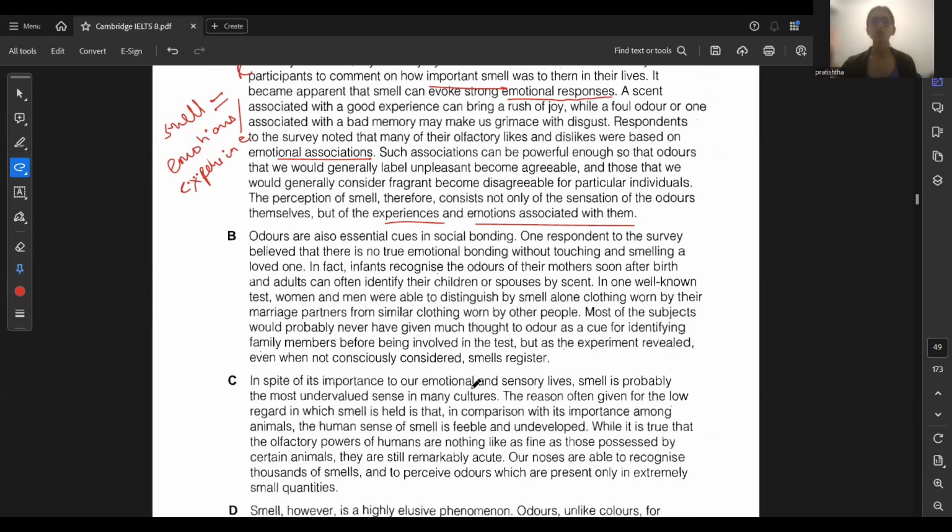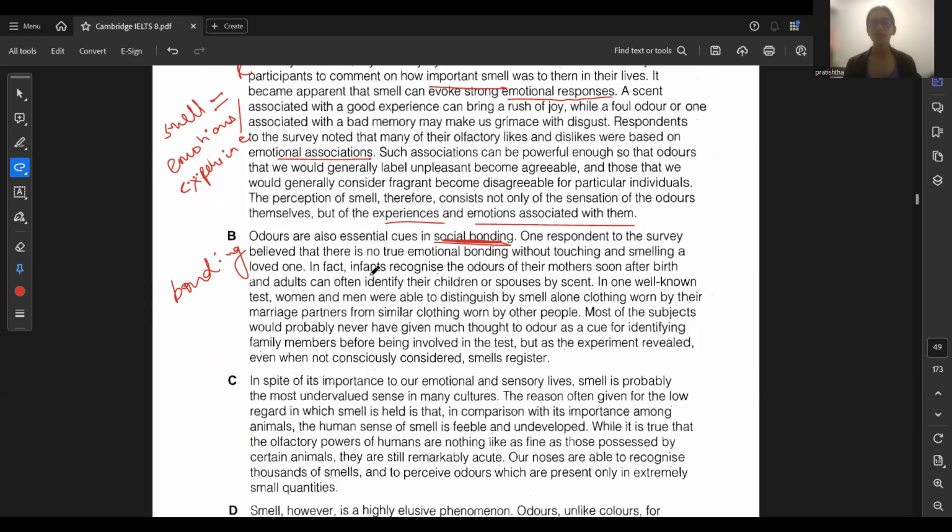Then odors are also essential cues in social bonding. Now this is going to be about social bonding, how we socialize, how we bond. So again, I can just talk about bonding here. One respondent to the survey believed that there is no true emotional bonding without touching and smelling a loved one.